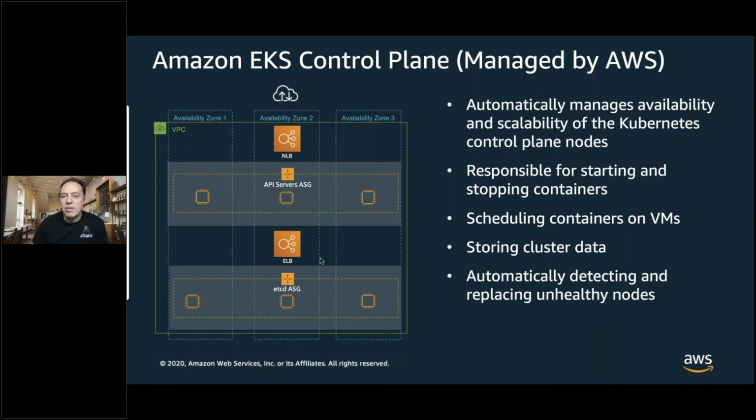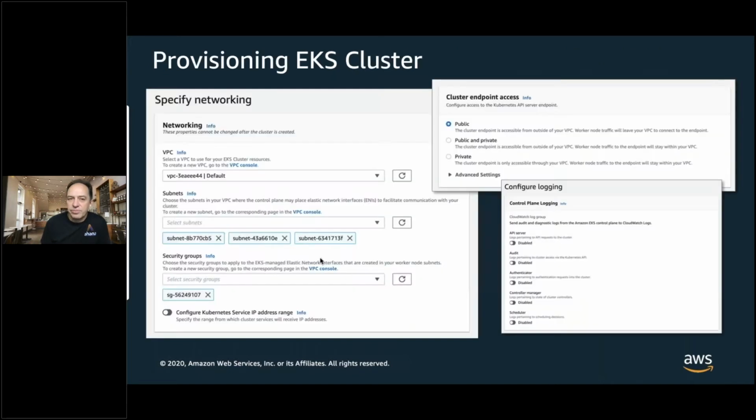So what does Amazon EKS give you as a fully managed service? Amazon automatically manages the availability and scalability of the Kubernetes control plane. It's responsible for stopping and starting the containers that are running on the nodes. It schedules containers on the VMs, and when I say VM, those are EC2 instances. In AWS terms, those are the worker nodes which are running the containers in the pods. It's responsible for storing the cluster data, and it will automatically detect and replace unhealthy nodes in the EKS cluster. So you get all that out of the box with EKS.